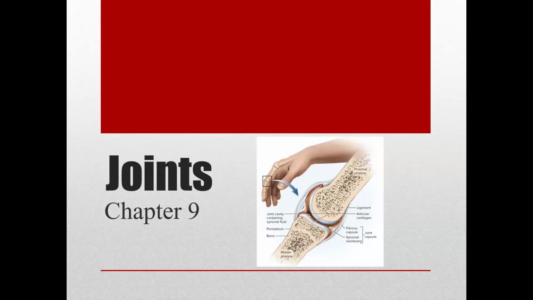So we look at each joint and we classify it, meaning we classify what it is made of, what makes it up as a joint, and then how it moves. When we talk about what it's made of, that's called a structural classification. So chapter 9 joints is all about classifications. We're going to have structural classifications and we're going to have functional classifications.